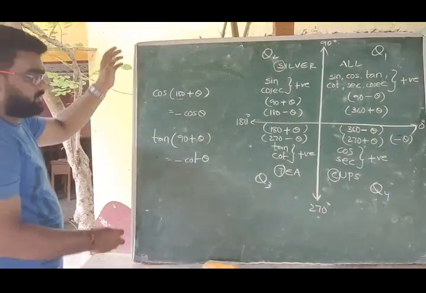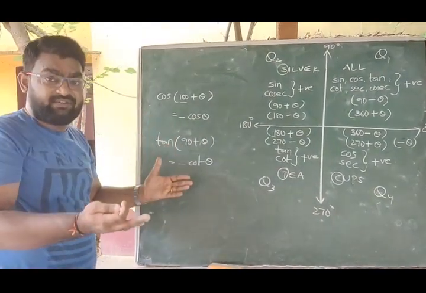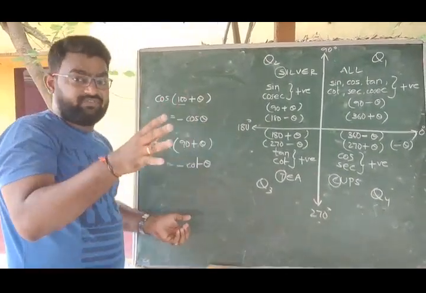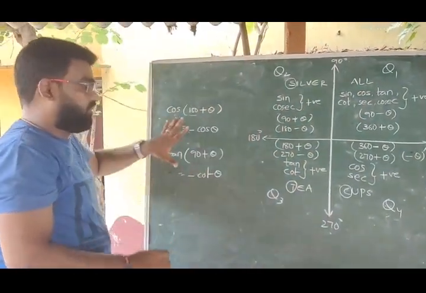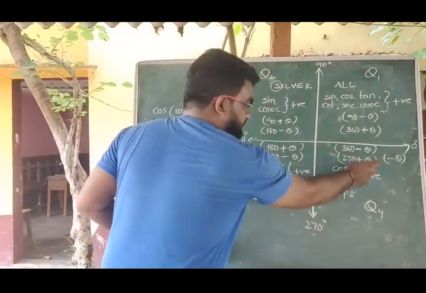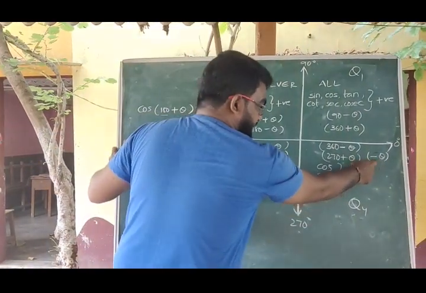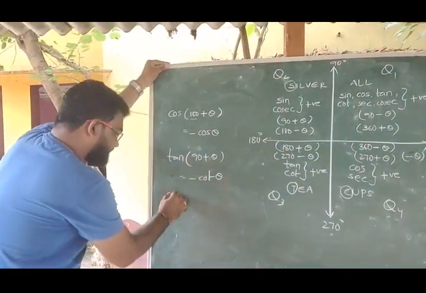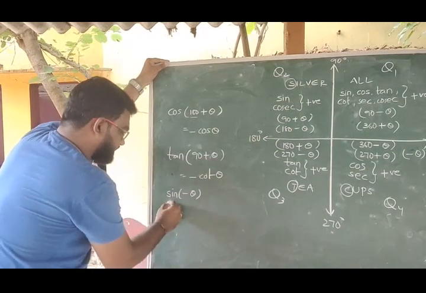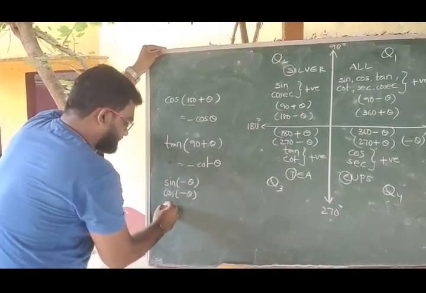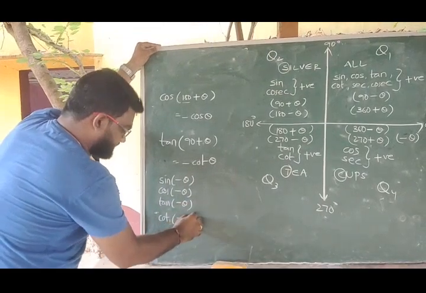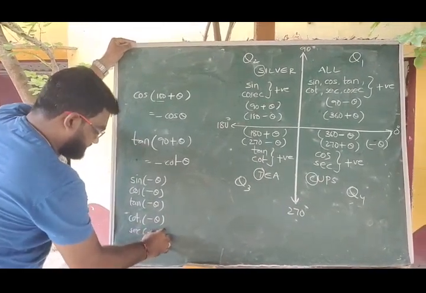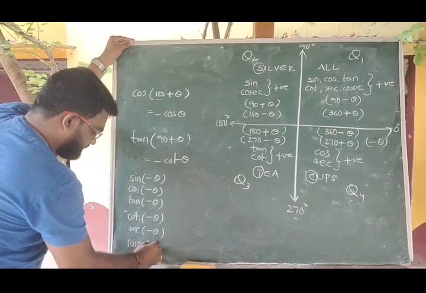Okay. So in this way, how many values will you get? You will get 48 values because we have 6 ratios and 8 angles. 6 times 8 is 48. Then finally minus theta: sine of minus theta, cos of minus theta, tan of minus theta, cot of minus theta, secant of minus theta, and cosecant of minus theta.